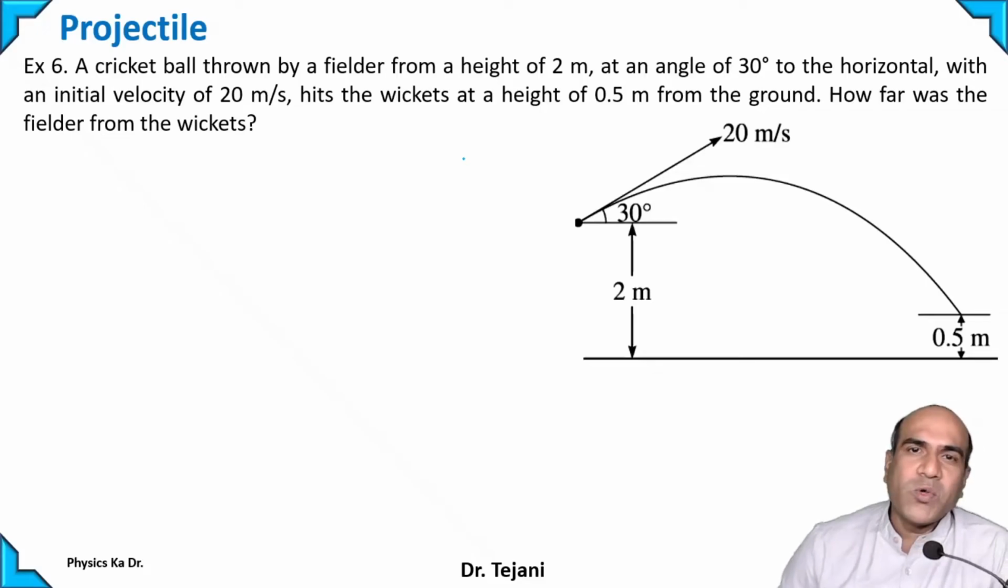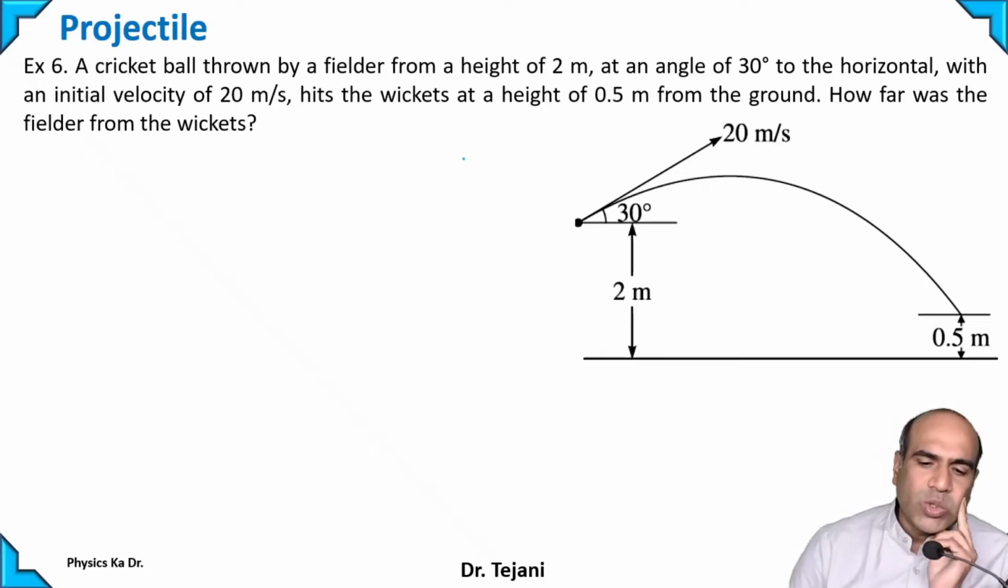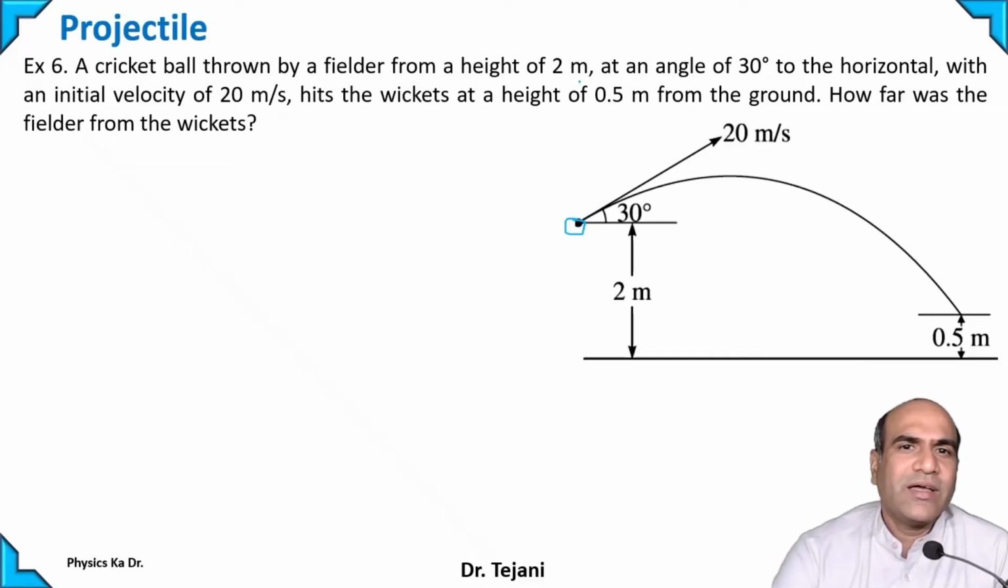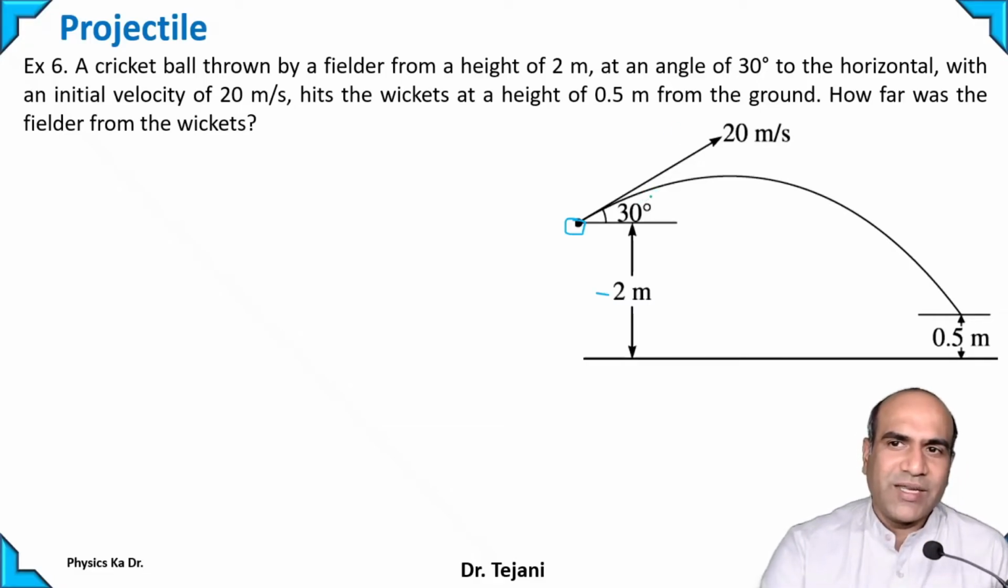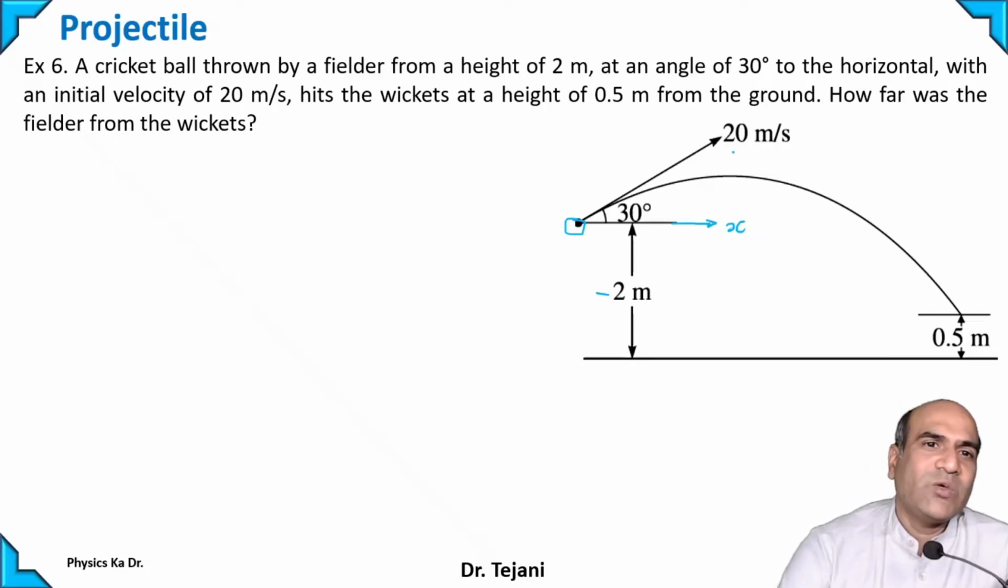We have one more question. Example number 6. A cricket ball is thrown by a fielder from a height of 2 meters. Say for example, the fielder is standing here, and the ball is thrown at a height of 2 meters. So height is given as 2 meters. You can take this as negative. At an angle of 30 degrees, 30 is very popular here, to the horizontal. This is our horizontal axis x, with an initial velocity of 20 meters per second.